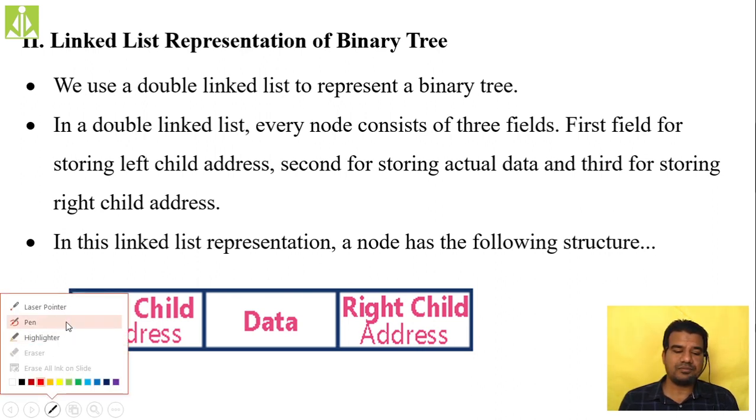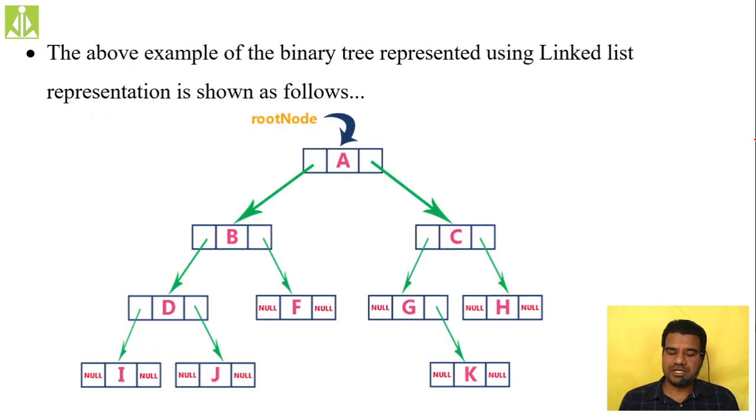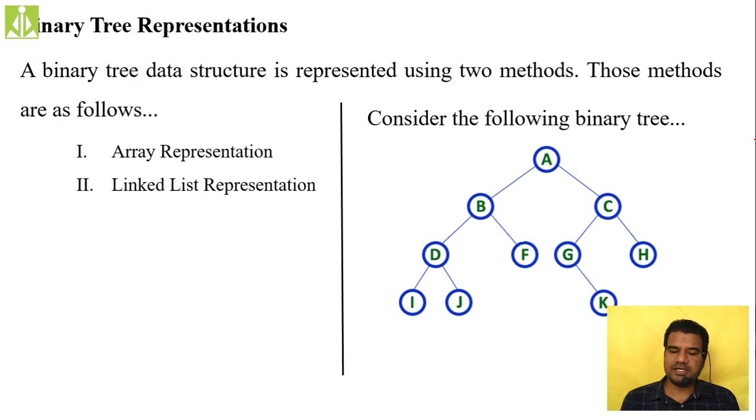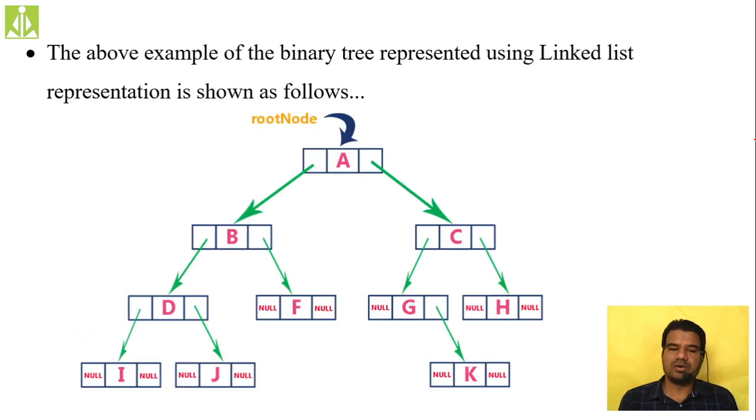Okay. So the node representation, this is the complete tree. Whatever we have here, I represented with the help of nodes. Okay. Three-part nodes. So A's left child is B, and A's right child is C. B in turn is having two children, D and F. D in turn is having two children, I and J. And whenever there is no particular child, either left side or right side, simply we make that pointer null, as you can see here.